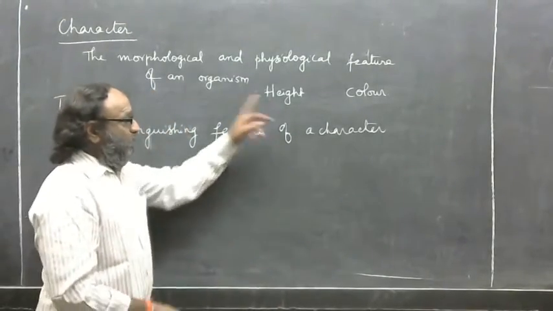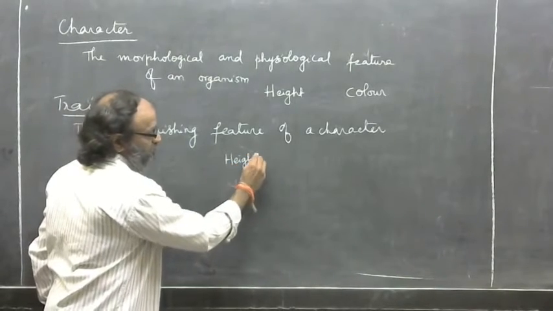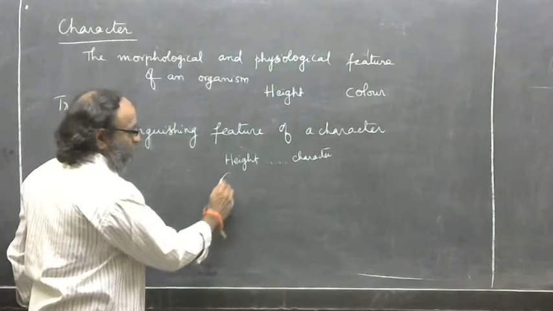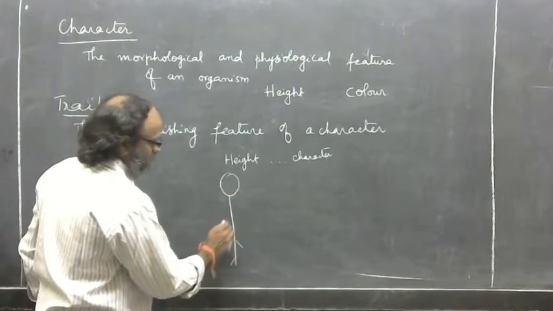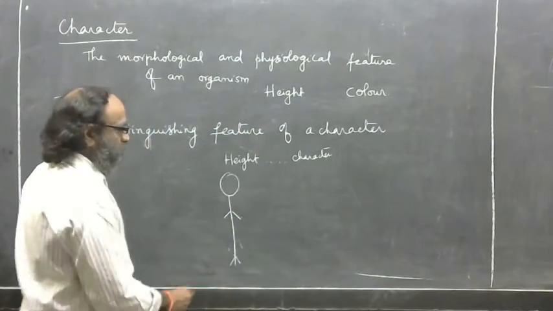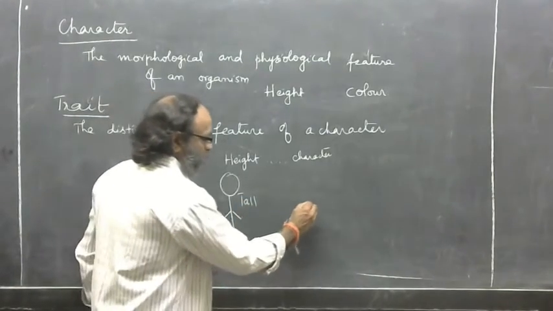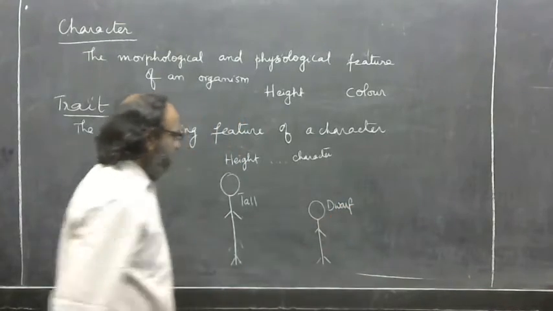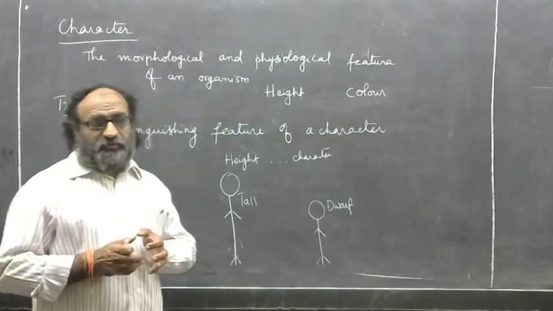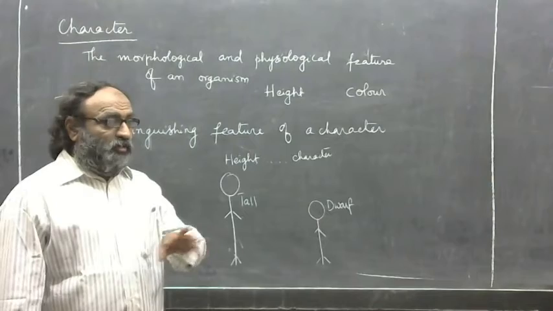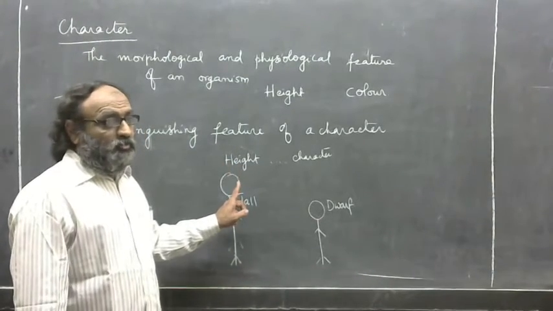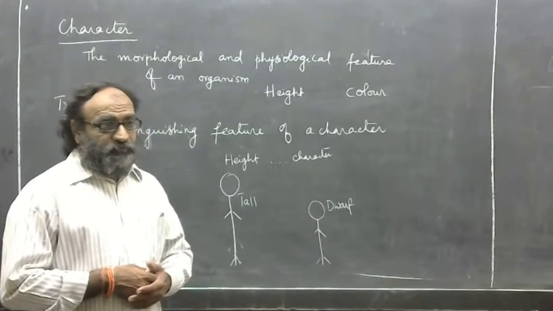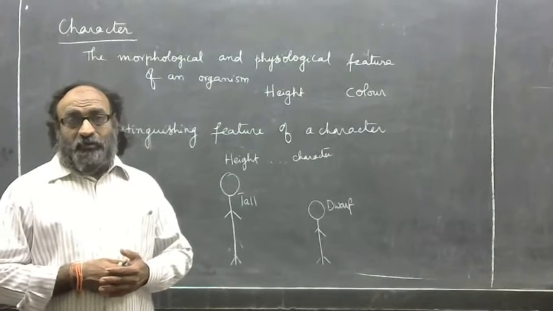Suppose I choose height as the character. The person may be tall, and the person may be dwarf. If I take height as a character, the distinguishing feature of a character is a trait. So if height is the character, the distinguishing feature is that the person or the plant is either tall or dwarf. So tall or dwarf is the trait.